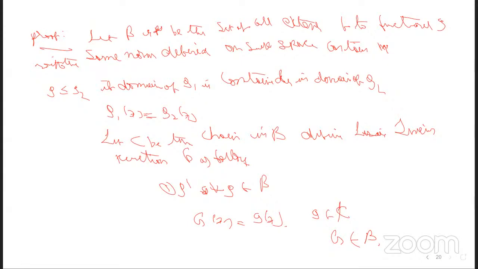Since chain C is arbitrary, every chain has an upper bound, so by Zorn's lemma there is a maximal element. Zorn's lemma we have discussed, right? Yes, sir.